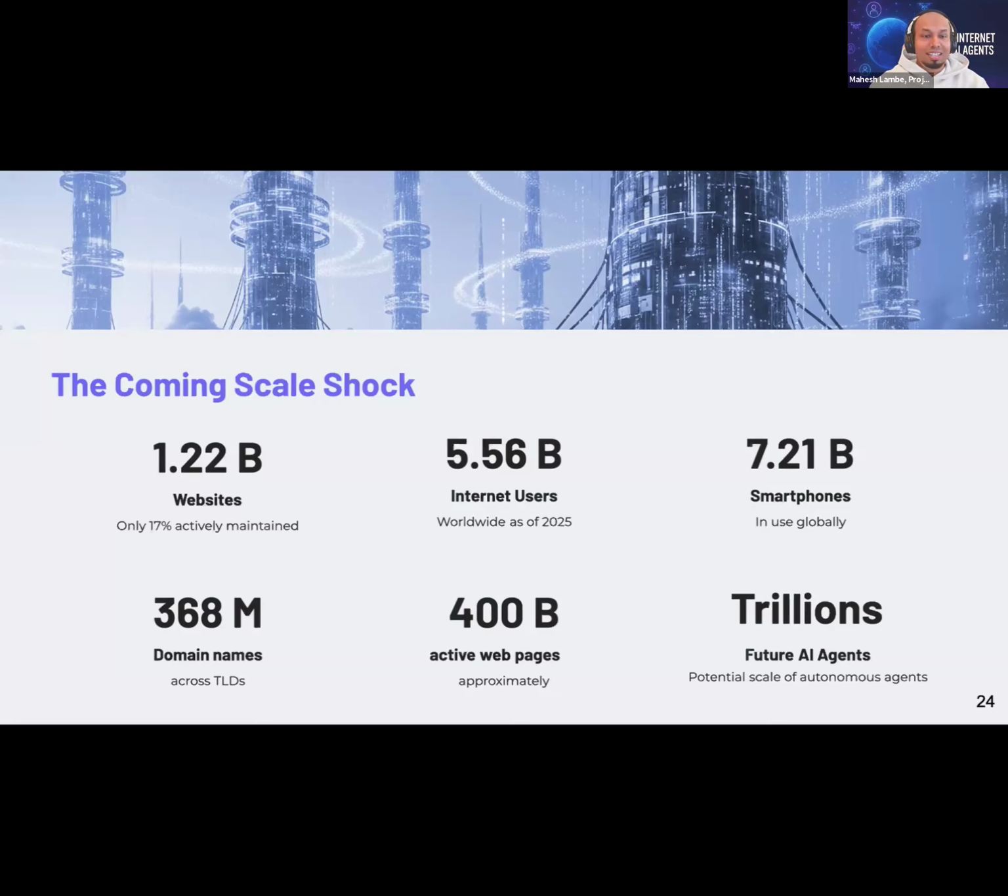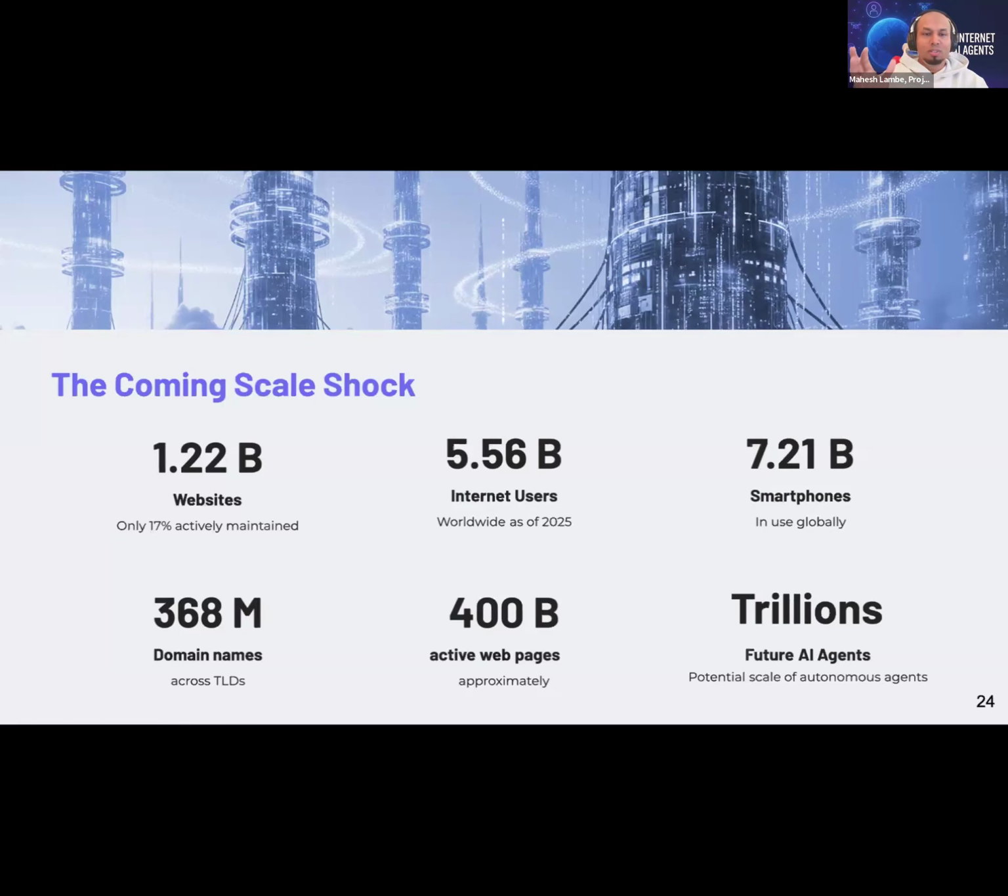And there are 368 million domain names registered across TLDs, but the content they point to is over 400 billion web pages. This was one of the facts revealed in the recent case where Google had to release its analytics, and there are almost 400 billion web pages approximately as of now. And they're all stateless and isolated silos.